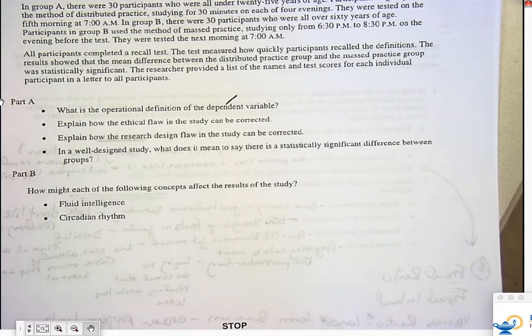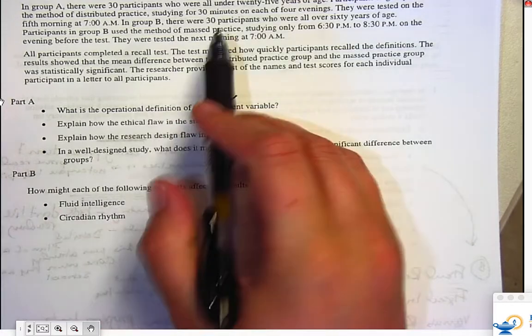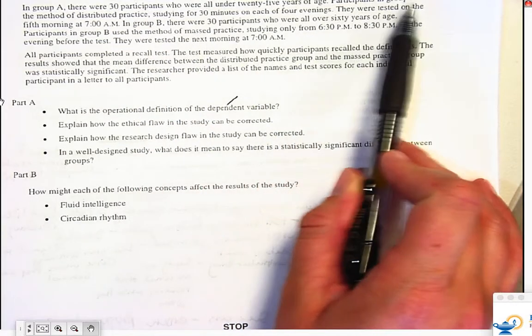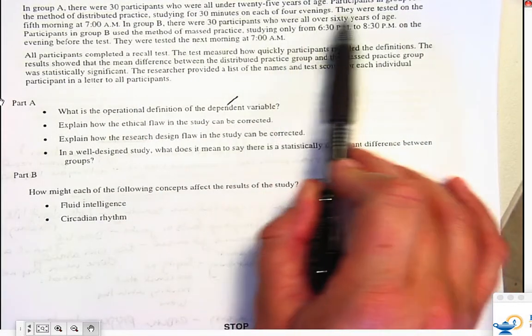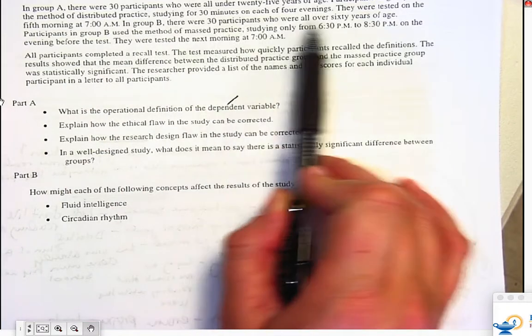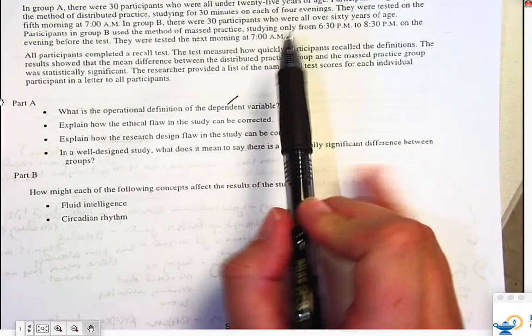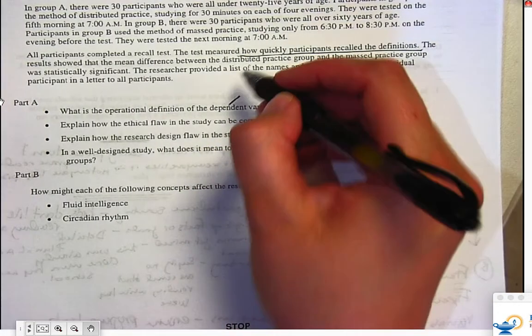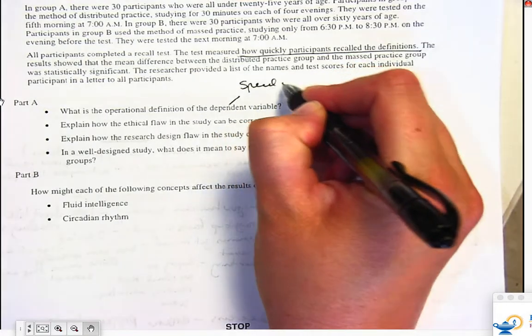How much they can recall. How much or how? They were tested on the 5th morning. Okay, so memorize. In Group A, there were 30 participants. Participants used distributed practice in the evening. They were tested on the 5th morning. Recall test. The test measured how quickly participants recalled the definitions. So what is the dependent variable? Speed of recall.